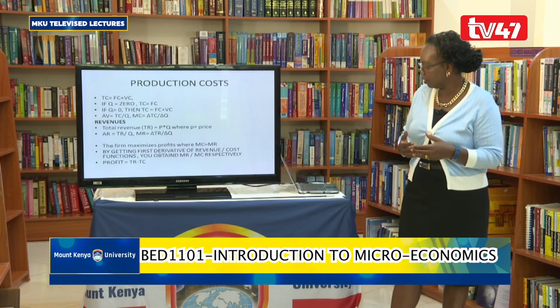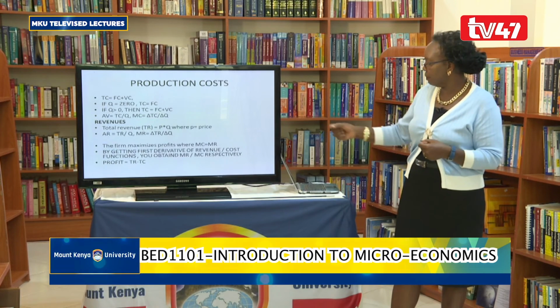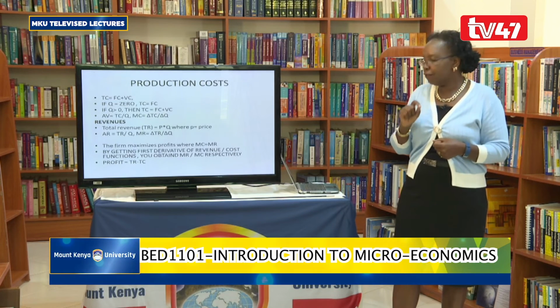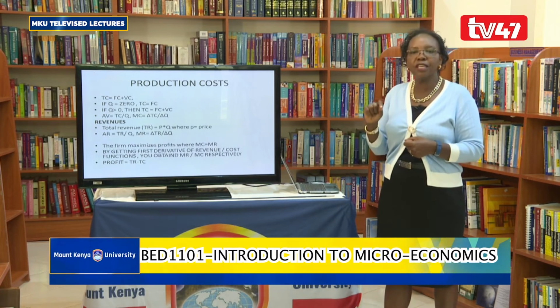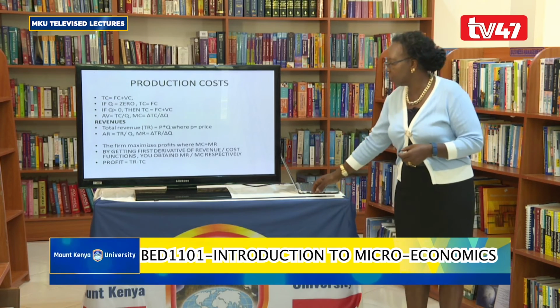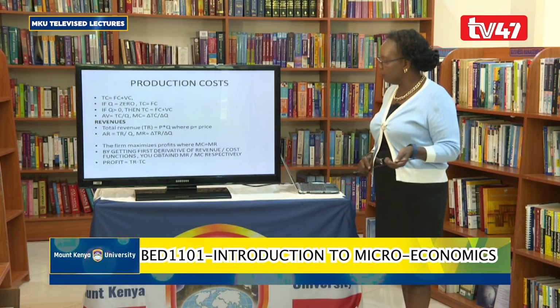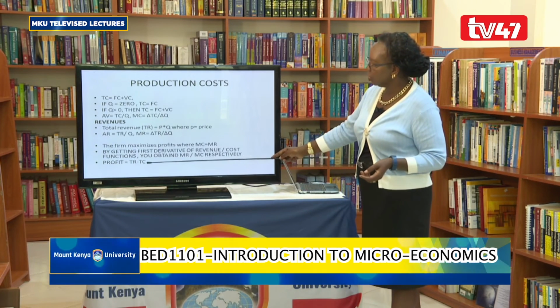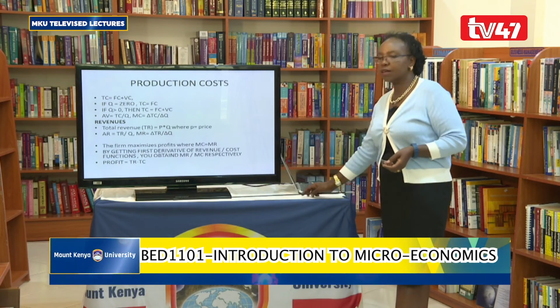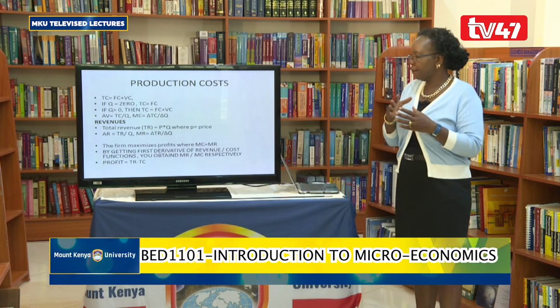We'll be able to demonstrate that. When we differentiate the revenue function, we get the marginal revenue. When we get the first derivative, or we differentiate the cost function, we are able to calculate the marginal cost. To calculate the total profit that the producer will make, we subtract the total cost from the total revenue. And that way we will be able to calculate how much profit.